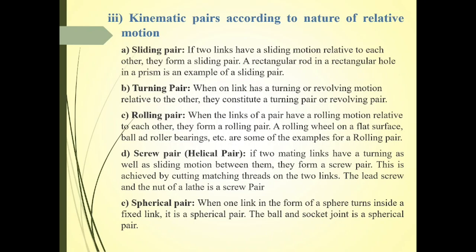Spherical pair. When one link in the form of a sphere turns inside a fixed link, it is a spherical pair. The ball and socket joint is a spherical pair. In the spherical pair, one is fixed and the other is movable about any axis.